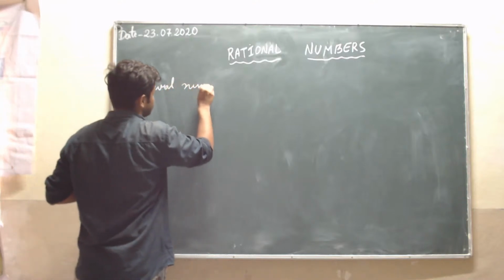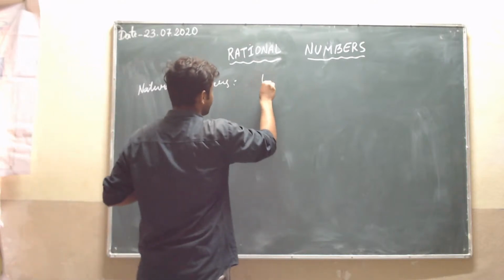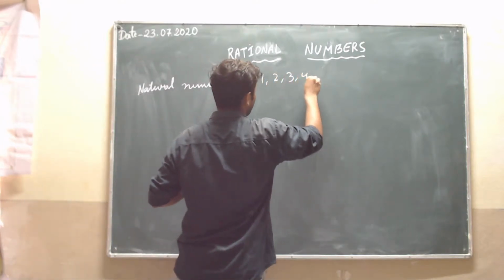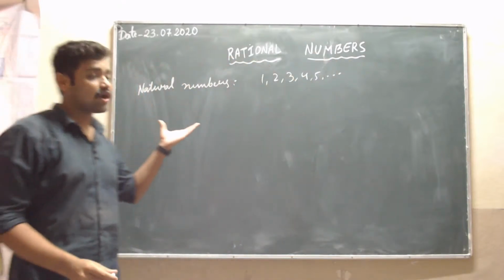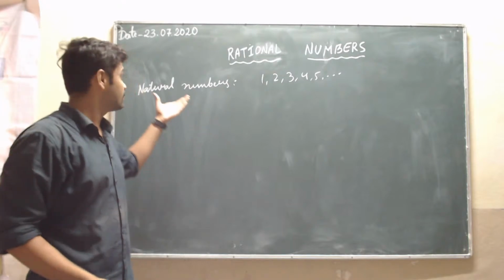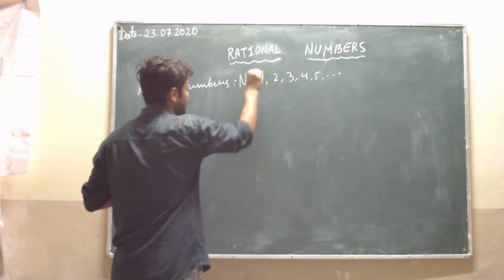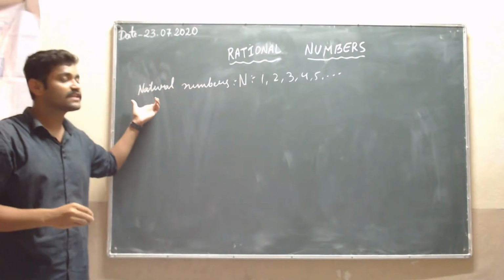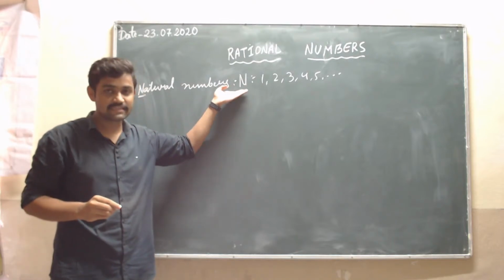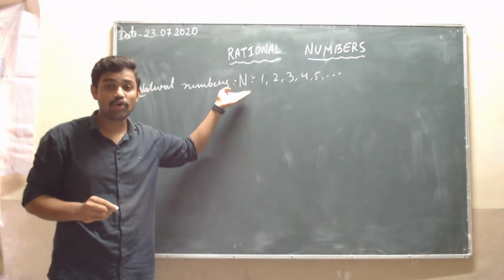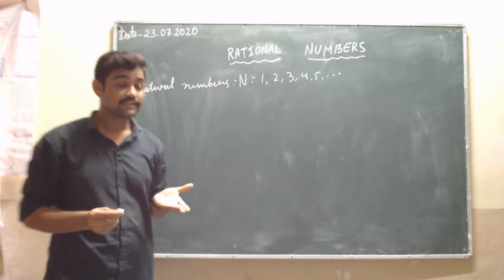Natural numbers. For example, we will say 1, 2, 3, 4, 5, etc. It is easy to count, isn't it? In daily life, we use natural numbers, and natural numbers are denoted by capital N. Why, sir? Because the first letter of natural number is N. That's why we write here that N is the symbol of natural numbers. These are the natural numbers you know already.